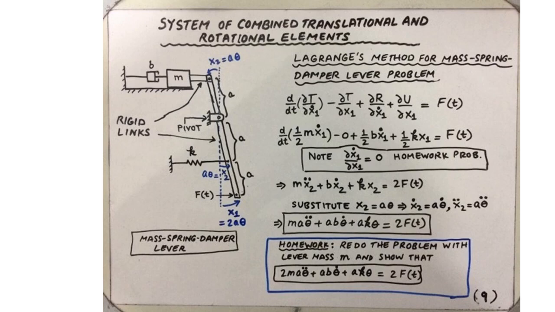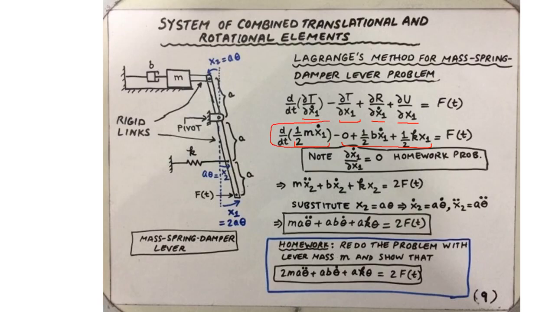So we already know what is partial derivative of kinetic energy with respect to x1 dot, as well as partial derivative of dissipation energy with respect to x1 dot, and partial derivative of potential energy with respect to x1. And we also know what is partial derivative of kinetic energy with respect to just x1. So plugging those expressions into the Lagrange's equation gives us the following expression: half m times x1 dot, and then we need to apply also the time derivative.